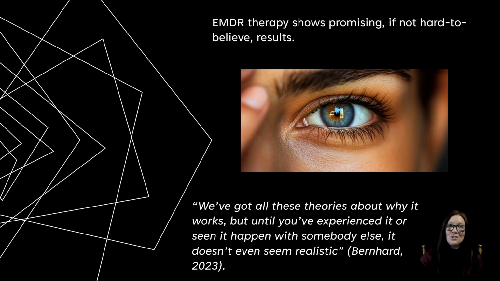EMDR therapy shows promising, if not hard to believe, results at times. So take, for example, a 2006 study where EMDR therapy was used in the treatment of sexual predators who were themselves victims of molestation as children. With EMDR, these individuals accessed and processed the memories of their own trauma, resulting in their getting in touch with the pain and feelings they experienced at the time they were abused, and allowed them to put the blame where it belonged, on their abuser. Only then were they able to take responsibility for what they had done to their own victims.